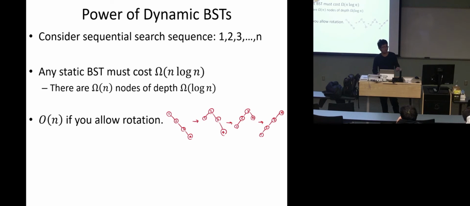And why is that? Just do something like this. You start your tree with something like this. Access 1, rotate once. Access 2, rotate once, and so on. So the cost is just constant per access.